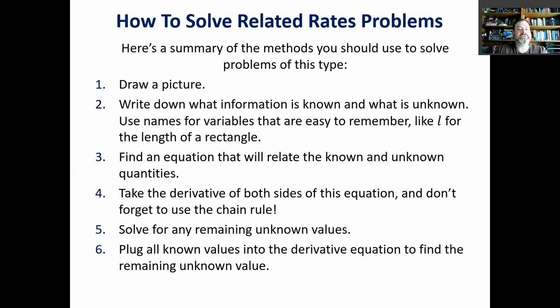Find an equation that relates the known and unknown quantities. Then take the derivative of both sides of that equation, and don't forget the chain rule, right? Because these are all going to be functions of t or functions of something. Solve for any remaining unknown values. Once you have your equation, you can look and see what you have and what you don't have. Anything you don't already have, you have to get before you plug everything in. And then, at the end, plug everything in to find the remaining unknown value, which will be your answer.